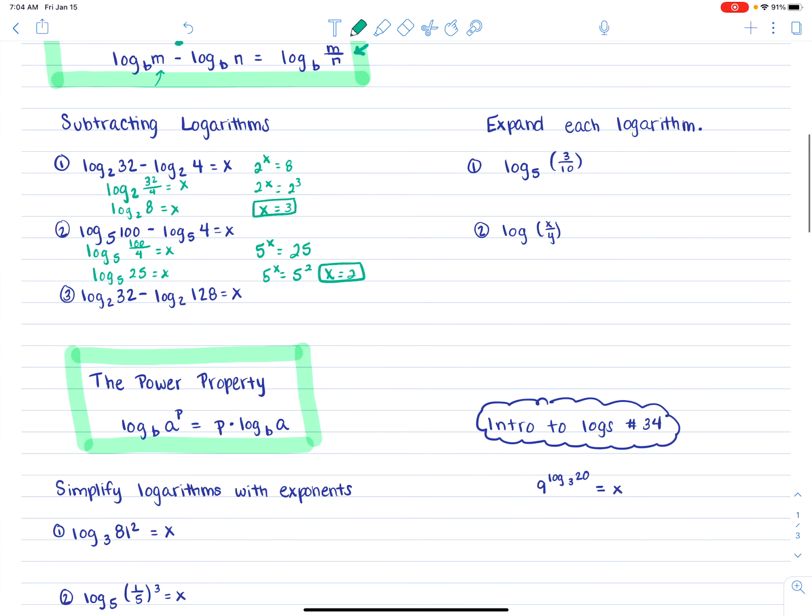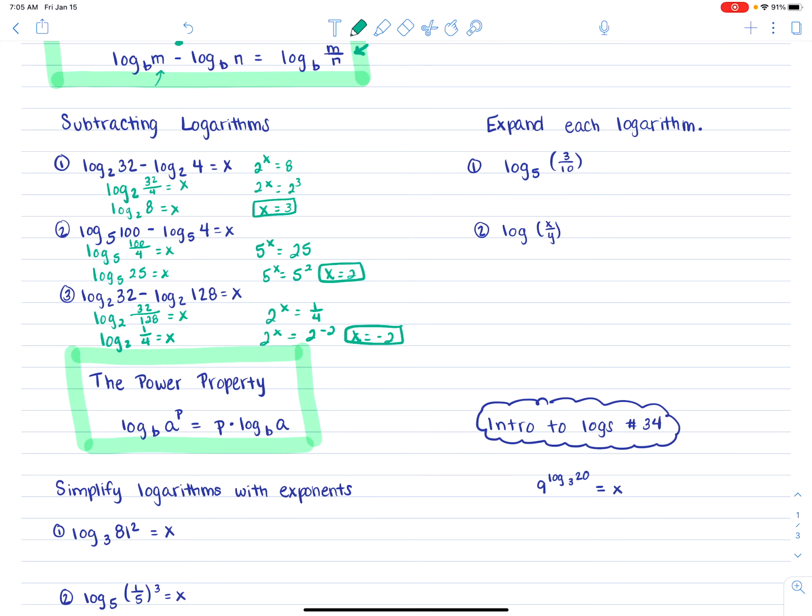All right, log base 2 of 32 minus log base 2 of 128. So really I have log base 2 of 32 divided by 128. 32 divided by 128 is going to simplify to 1/4. Okay, so now that I have a single log condensed, I could solve it. So 2 to the x power is equal to 1/4. Well, I know that 1/4 is 2 to the negative 2. So I could say that x equals negative 2.